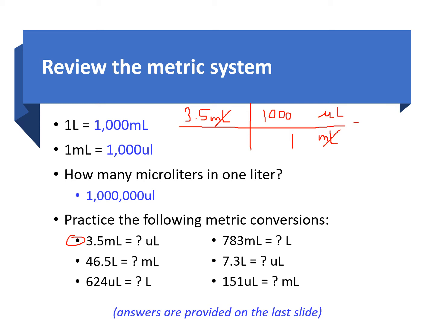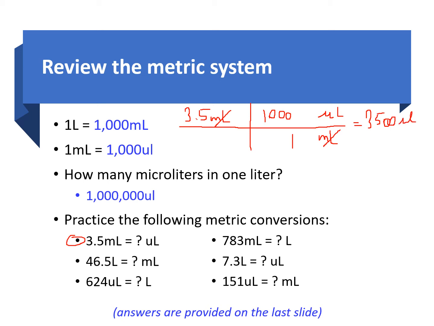And then all you would have to do is multiply your 3.5 by 1,000. You're basically going to be moving your decimal point over 3 spots. So at the end, you're going to get 3,500 microliters, and that would be your answer.